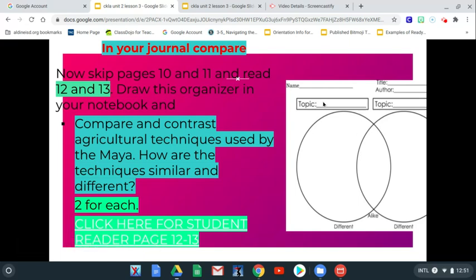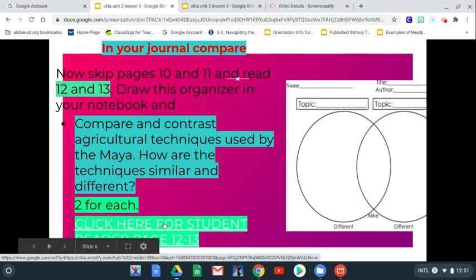And you're going to put the agriculture techniques that they have. So two different ones that they have. Also, boys and girls, if you need to, log on to your Amplify and read pages 12 and 13. You're going to click here where it says click here for student reader. Also, again, boys and girls, you should have two similar and two different categories for both of this organizer.